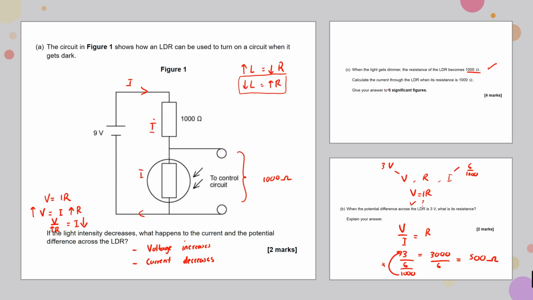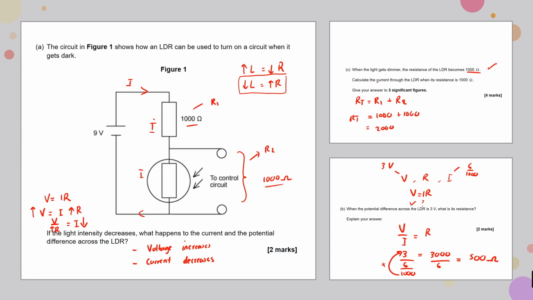Okay, so we know that the total resistance RT equals R1 plus R2. If this is R1, this has to be R2. So the total resistance has to be equal to 1,000 ohms plus 1,000 ohms. So the RT would be equal to 2,000 ohms.